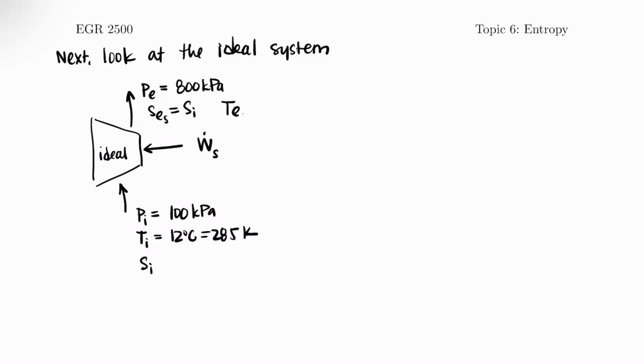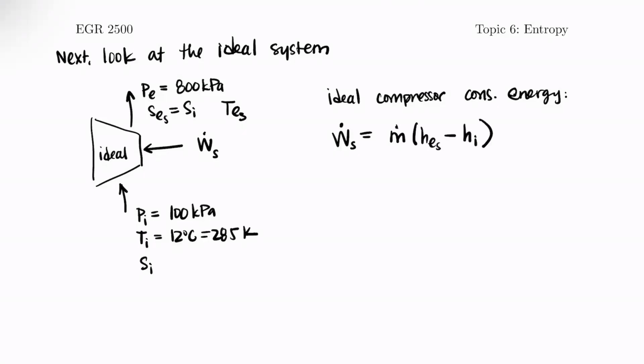And then TES. Okay, so our ideal compressor conservation of energy equation is going to look the same, except our exit is going to be the isentropic version of stuff, right? So we have W dot of our isentropic compressor is equal to M dot times HES minus HI, which is M dot CP times TES minus TI.